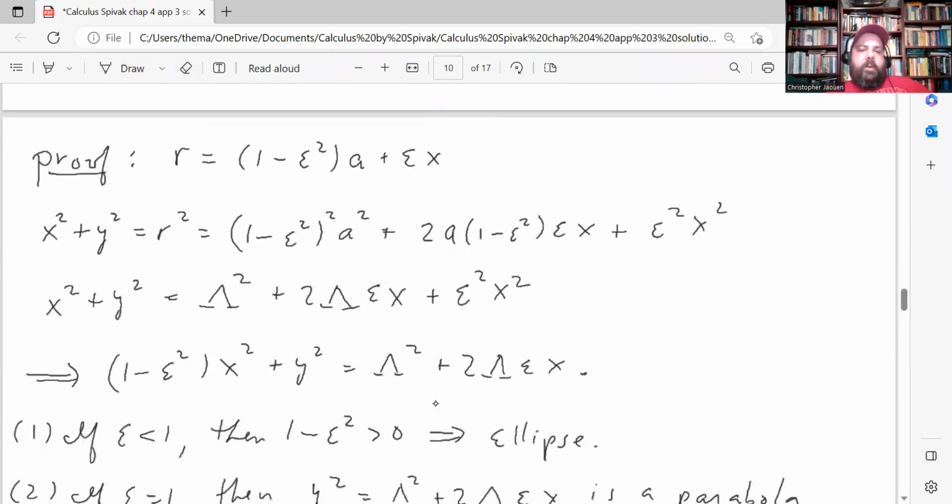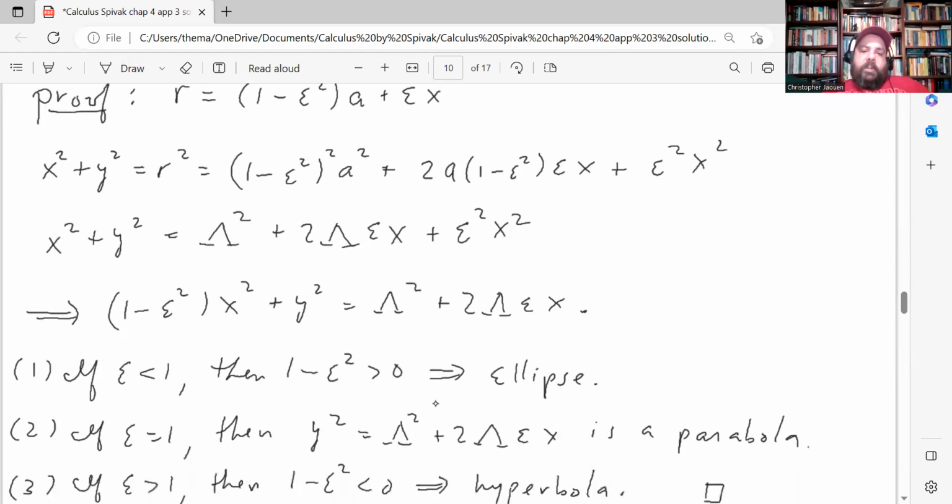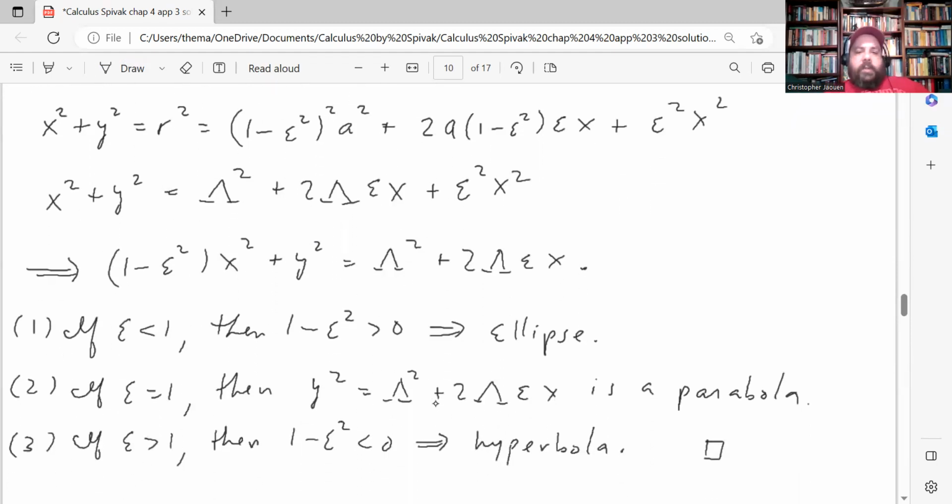Okay, so assuming that r is given by the equation, he said, (1 minus epsilon squared) times a plus epsilon x, then x squared plus y squared, which is equal to r squared, is equal to the square of the right hand side above. So you get (1 minus epsilon squared) squared times a squared plus 2a (1 minus epsilon squared) epsilon x plus epsilon squared x squared. And just using the definition of lambda, that's equal to x squared plus y squared equals lambda squared plus 2 lambda epsilon x plus epsilon squared x squared, and then bring the epsilon squared x squared to the left hand side and factor out the x squared, and you get the equation that he wanted us to derive. Okay, so that's the first part.